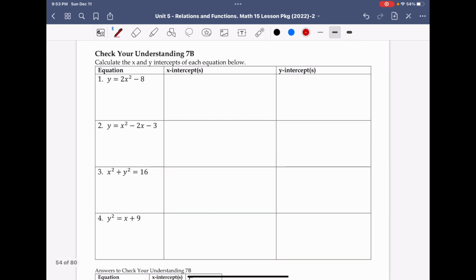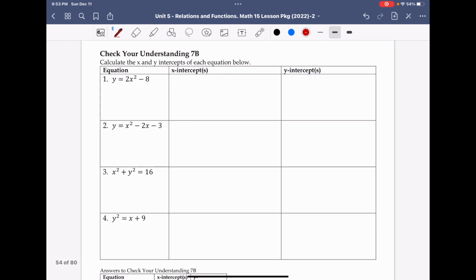All right, now it's time to check your understanding. Make sure you go through this, because you want to be very precise on how to get your x-intercepts, how to get your y-intercepts, what it means to get an x-intercept in terms of the y value, and what it means to get a y-intercept in terms of what specific x value I need to use.